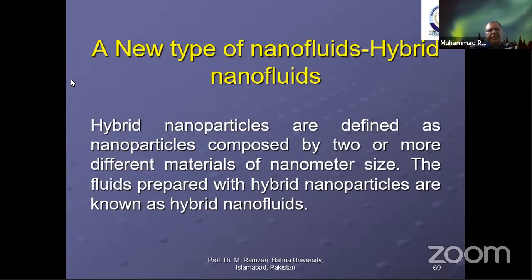Now, one combination of nanoparticles gives one reading, and another combination of nanoparticles in the base fluid will give another reading. So this has started a new era in the field of nanofluids, and the scientists have proved that the performance of hybrid nanofluids is comparatively better in comparison to nanofluids. Nanofluids, as we have discussed, have traits like high thermal conductivity and maximum surface area and other things. Hybrid nanofluids are giving better results as compared to nanofluids.